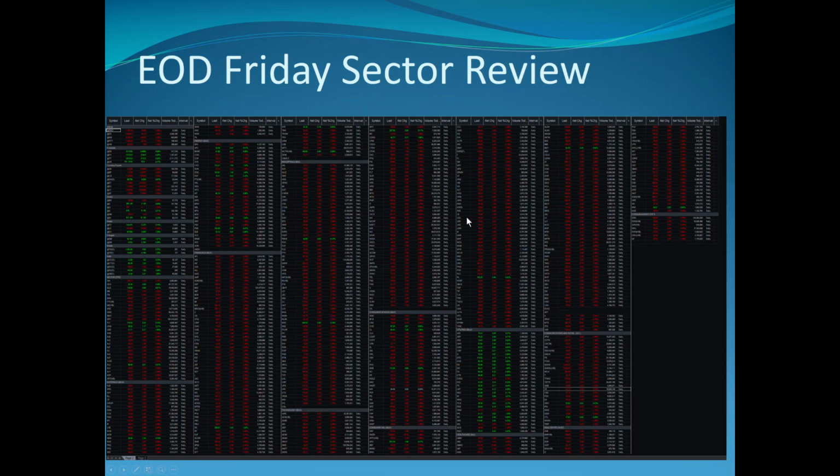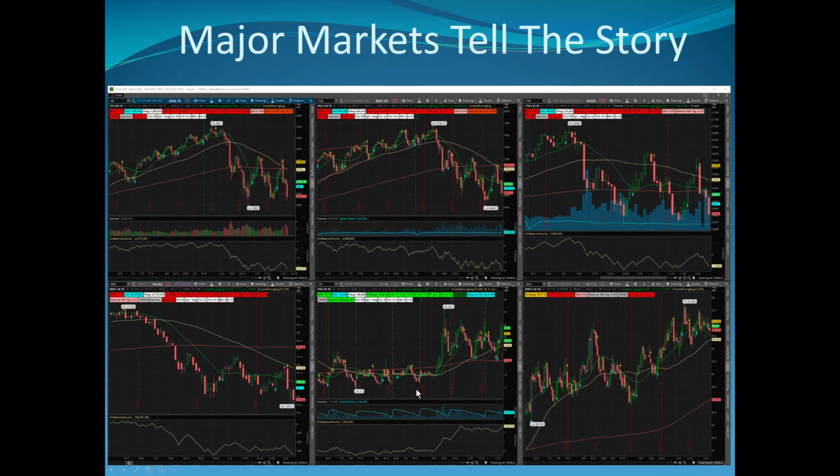You can see how the markets ended on Friday, a very down day, and just pointing out that the only green is in utilities. There was some green in metals, but I'm not sure that the way this is broken out, which is the major sectors, is going to show you that. Really a very dismal day and a dismal week.